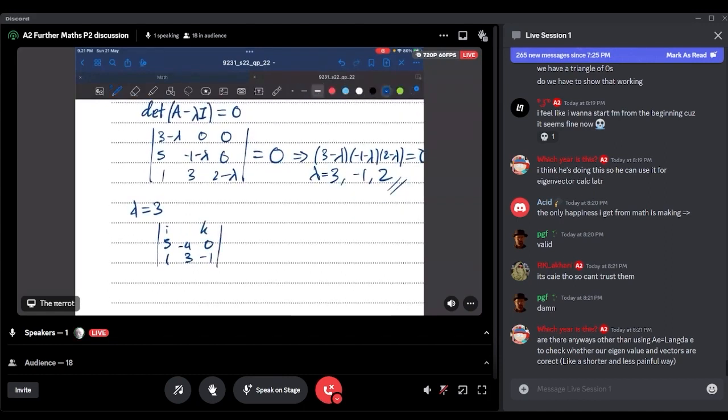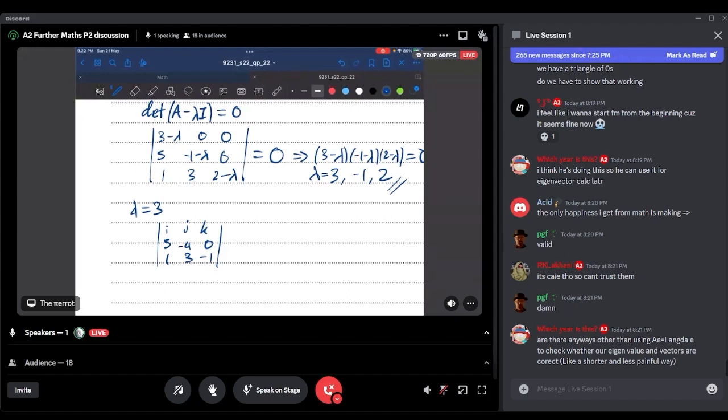Are there any ways other than using A e equals lambda e to check whether our eigenvalues and eigenvectors are correct? I mean, I don't think so. The easiest way is just to multiply the matrix by the vector and see that the result is parallel with the correct eigenvalue. But I don't think there's any other way. If there is, then that's good.